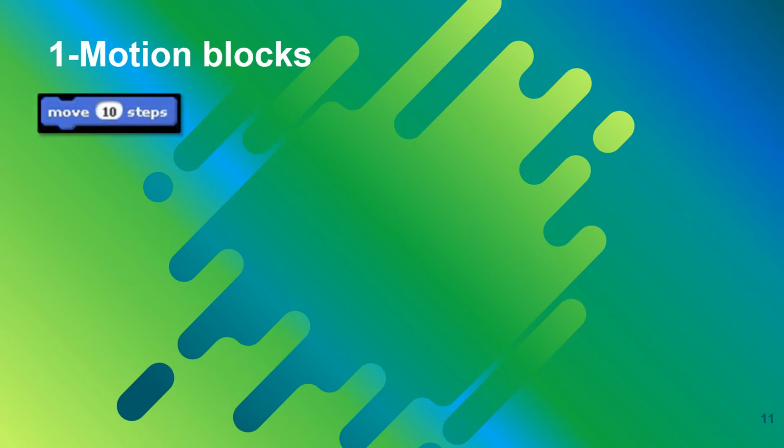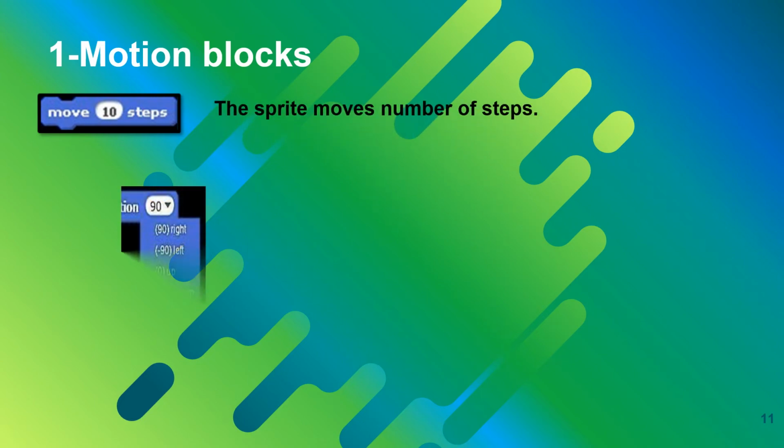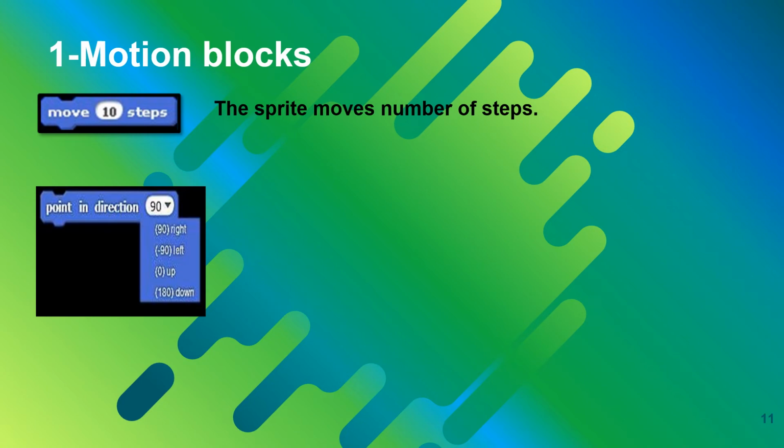Now let's start with the motion blocks. Like this block, move 10 steps. The sprite will move the number of steps you set. But when you point in direction 90, this means that the direction of the movement of the sprite will change.